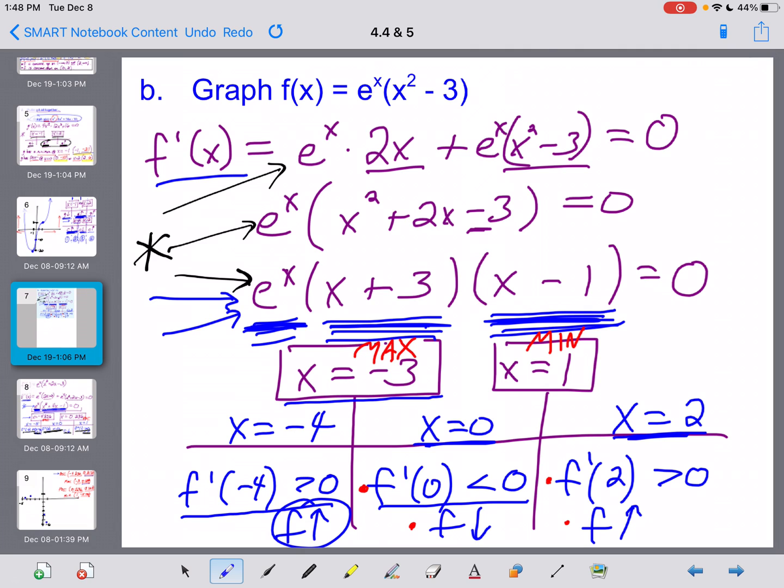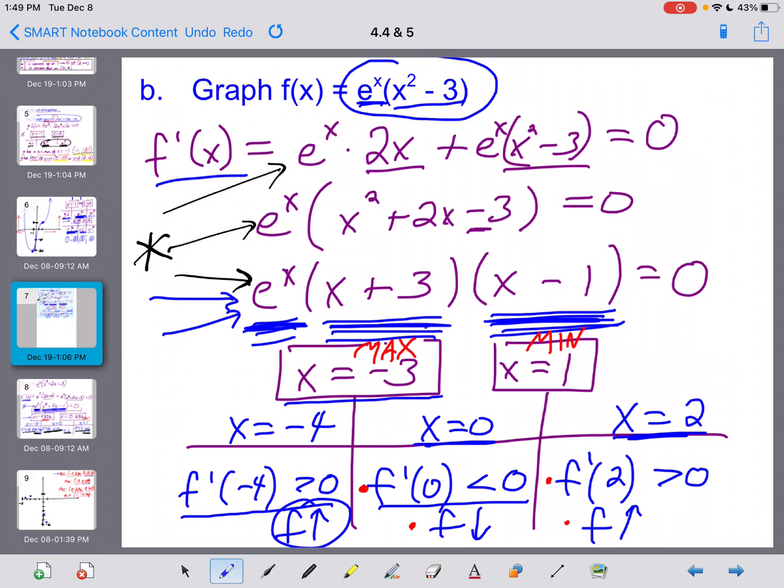But if we were to think about limits, everybody, as x approaches negative infinity in this function right over here, the limit as x approaches negative infinity of e to the x is 0. This limit goes up towards infinity. So it's kind of like we're taking a 0 times an infinity, and who wins right there?